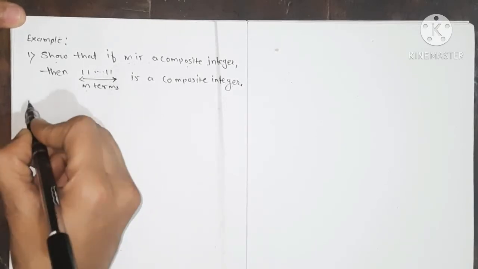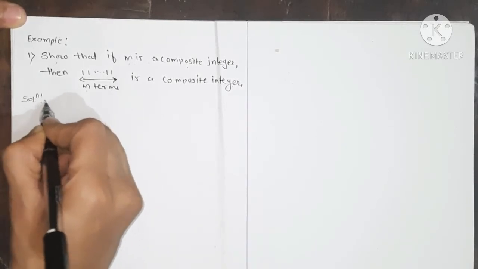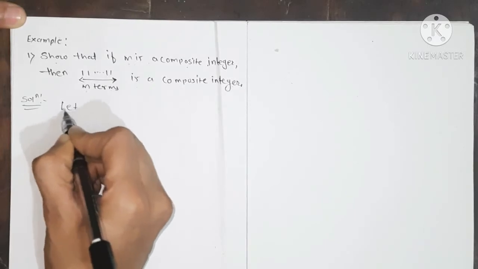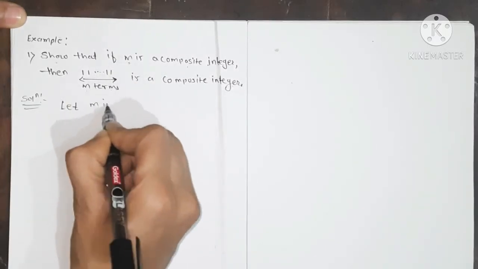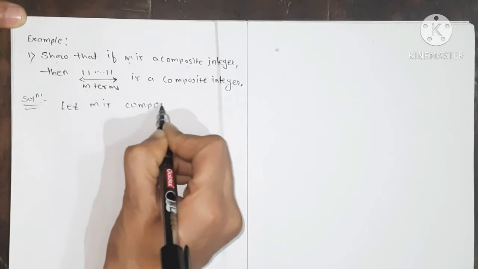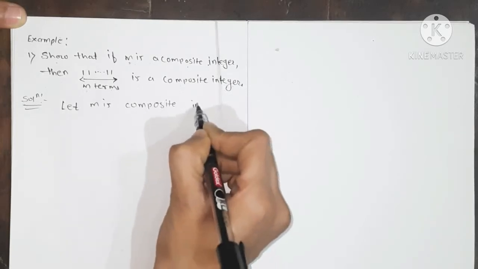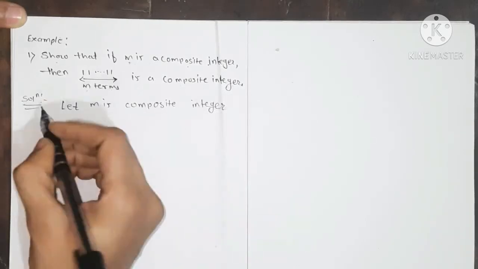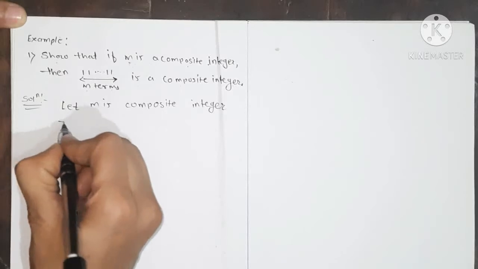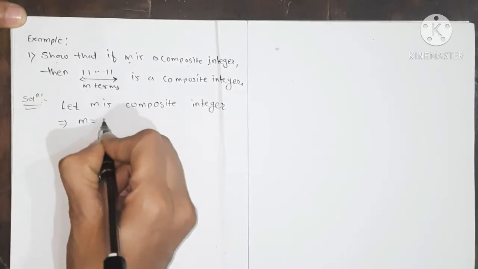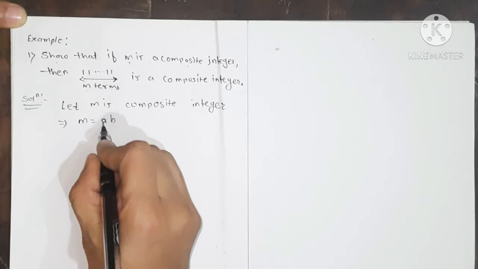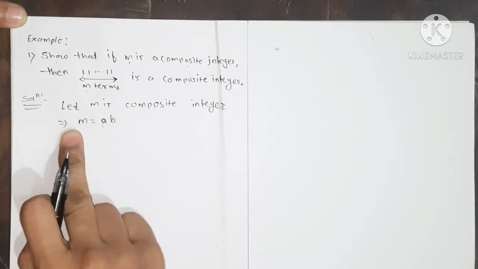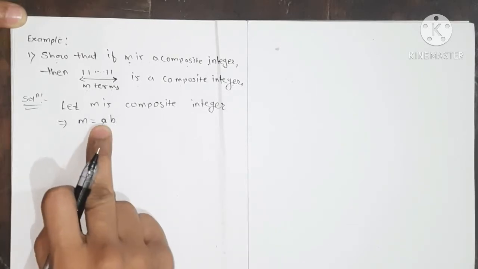Okay, so we solve this as follows. What we have been given is that m is a composite integer, so we let m be a composite integer. Therefore, this implies m equals a times b, where a and b are both less than m and greater than 1.